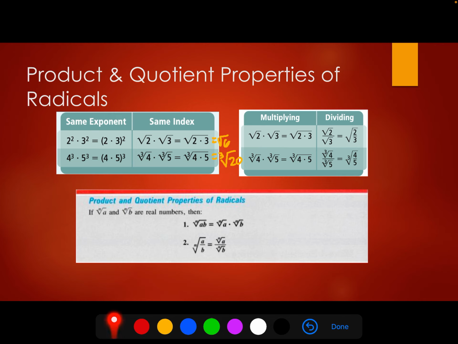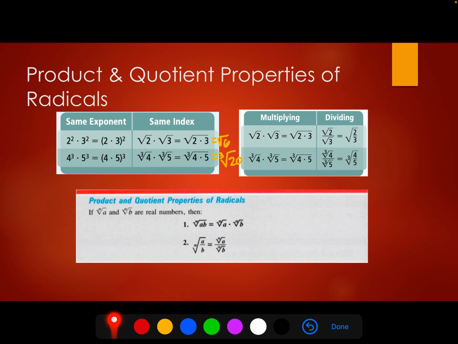So that's multiplication. Now we can do the same thing with division, right? With dividing, just like multiplication, if we have two radicals with the same index that are being divided by each other, we can basically just put that one radical over the entire fraction, right? So the square root of 2 over the square root of 3 is just equal to the square root of 2/3. Same here with the cube roots. The cube root of 4 over the cube root of 5 is equal to the cube root of 4 over 5.